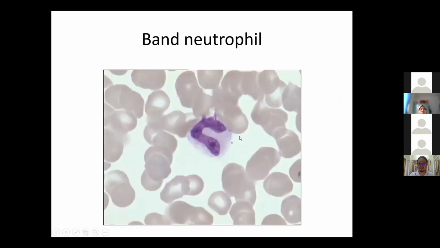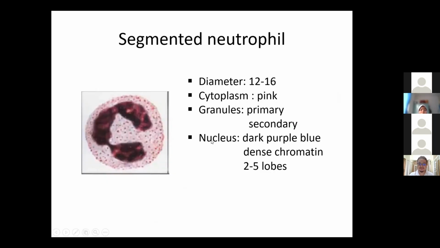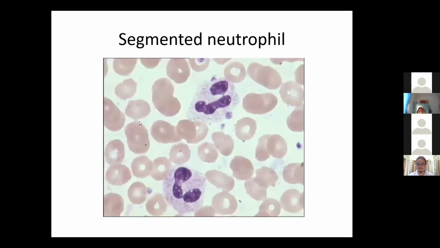And then we have the band neutrophils again. Okay, not well segmented neutrophils. This is the segmented neutrophils, but still not more than 3, not well segmented. Okay, it's already segmented but not well segmented yet. And then this is the segmented neutrophils, yeah, the proper one. Okay, we see the lobules.